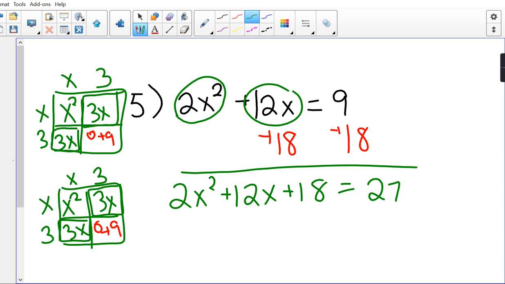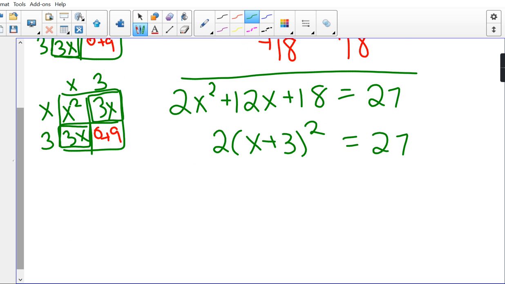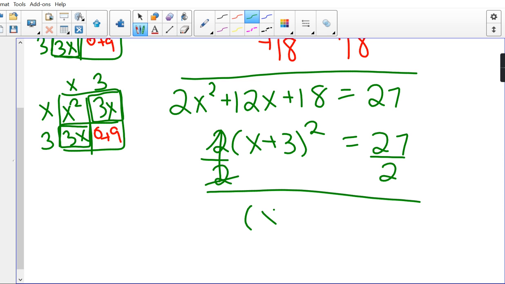Now I could rewrite this. I have two boxes, and each box is x plus 3 squared. So I have x plus 3 squared. That's the perfect square I got, and I got it twice. So I'm going to multiply that by 2. Okay, and now I could use inverse operations to solve. So that means I could divide by 2. And I'm left with just x plus 3 squared equals 27 over 2.